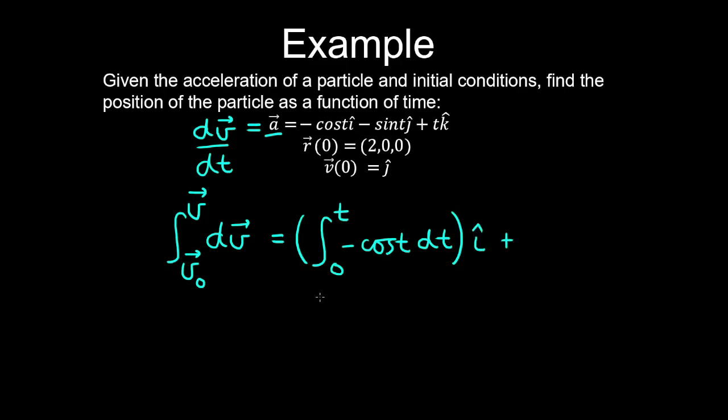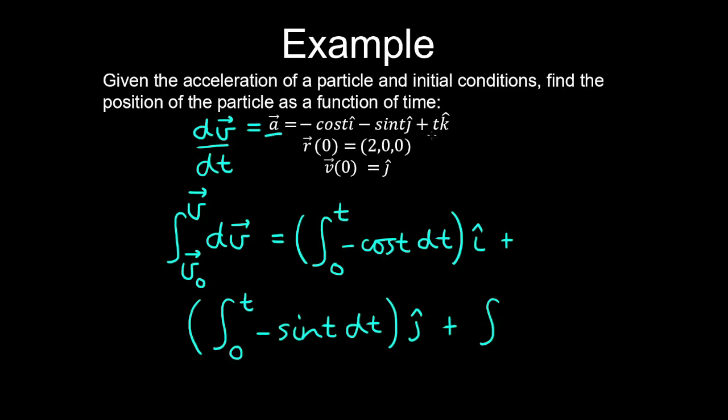And next we have the integral from time 0 to t of minus sine t with respect to t, taking the unit vector outside the integral, and then we integrate t over time from t0 to time t, and multiply this by the constant unit vector k.